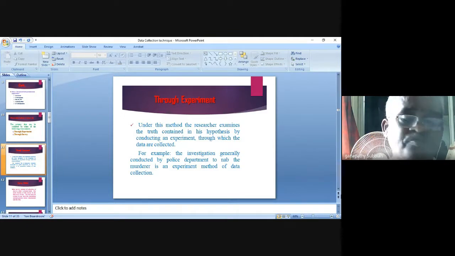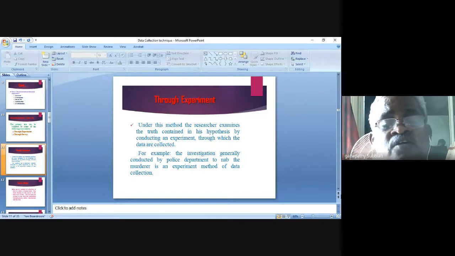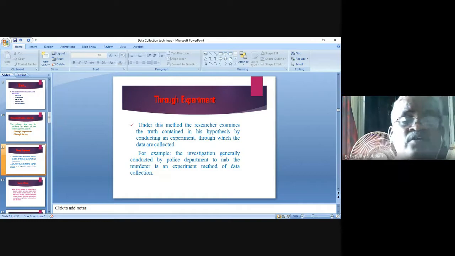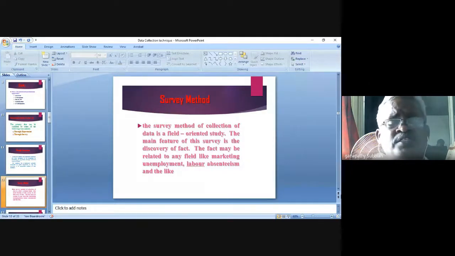For example, the investigation generally conducted by the police department. The investigation is conducted by the police department to nab the murderer, in an experimental method of data. The police department has to trace the possibilities of the murder. What are the reasons for incurring a murder? So these are all the experiment methods that should be used by the police for tracing the murder.